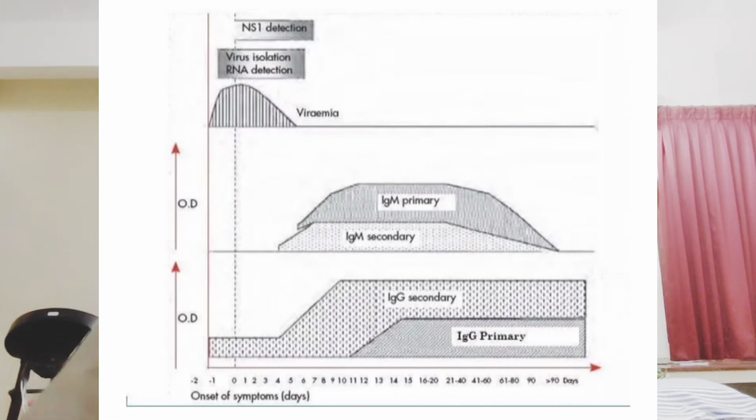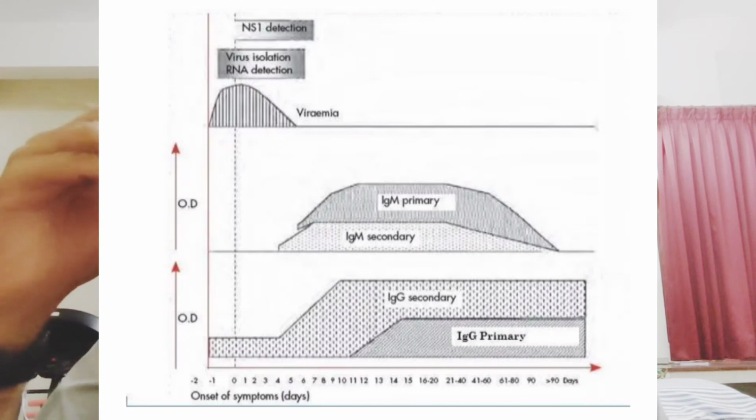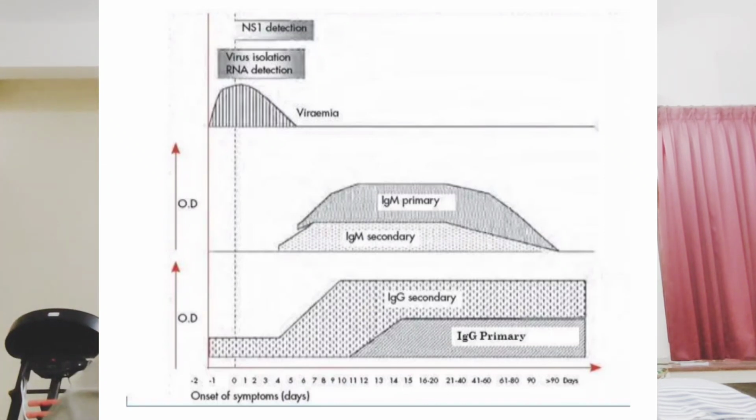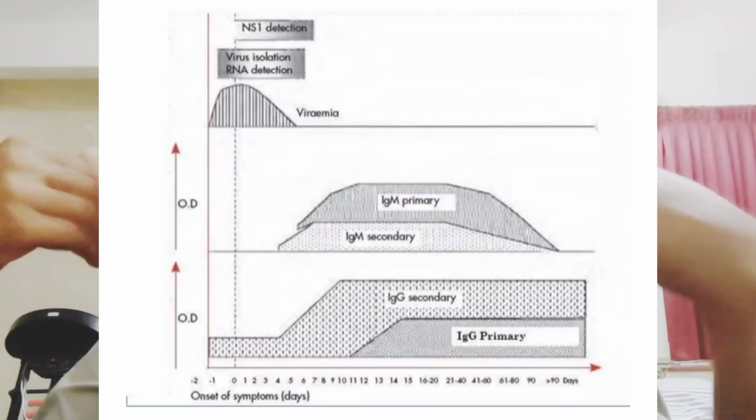IgM is sensitive from the 7th day. After the 7th day, you can test for IgM, and IgG persists throughout life, with a 4-fold increase in IgG values during the disease. In the first 7 days, the first test is RT-PCR, and specifically you can do the dengue NS1, non-structural protein 1, test. From the 7th day, IgM is a good test to do.